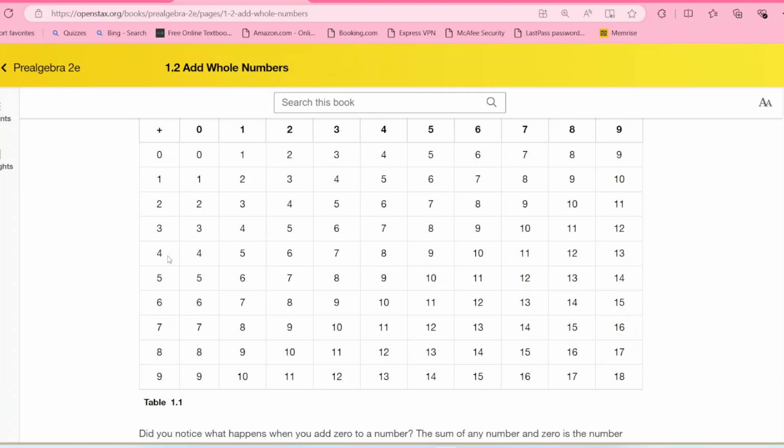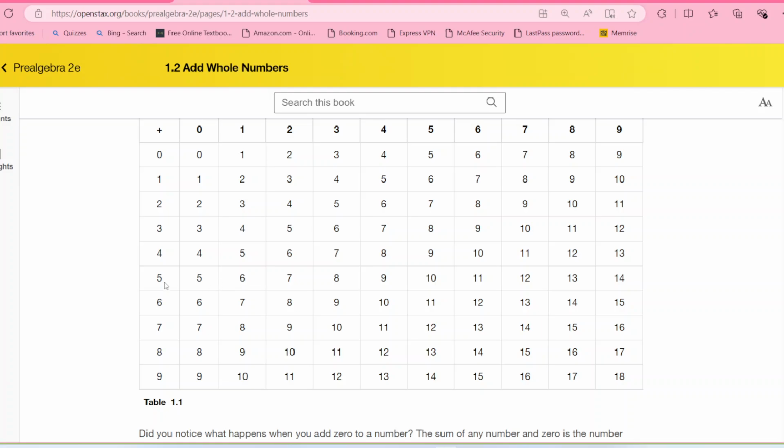And now on to the 4 row. 4 plus 0 is 4. 4 plus 1 is 5. 4 plus 2 is 6. 4 plus 3 is 7. 4 plus 4 is 8. 4 plus 5 is 9. 4 plus 6 is 10. 4 plus 7 is 11. 4 plus 8 is 12. And 4 plus 9 is 13.